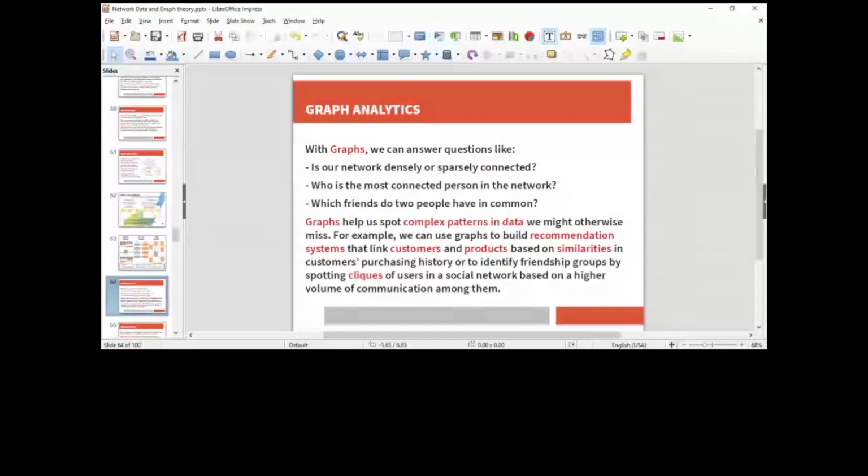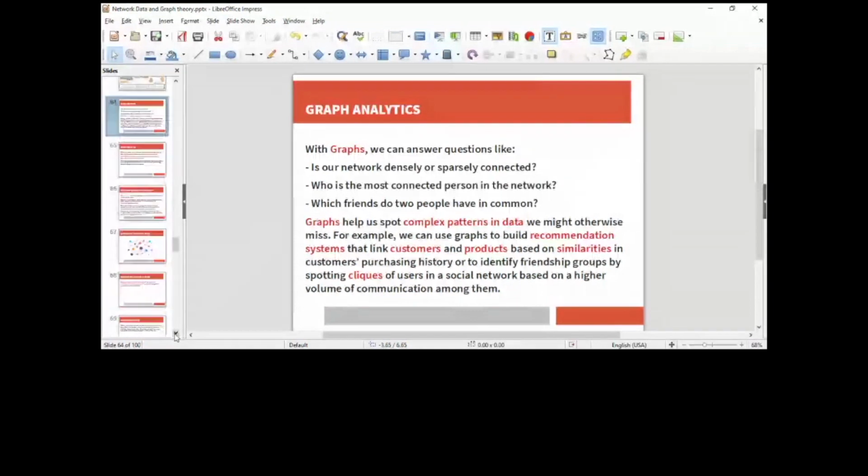Graph analytics allows us to answer questions like, is our network densely or sparsely connected? Who is the most connected person in the network? Which friends have people in common? Okay, so I'm jumping all that to the business applications of graph.